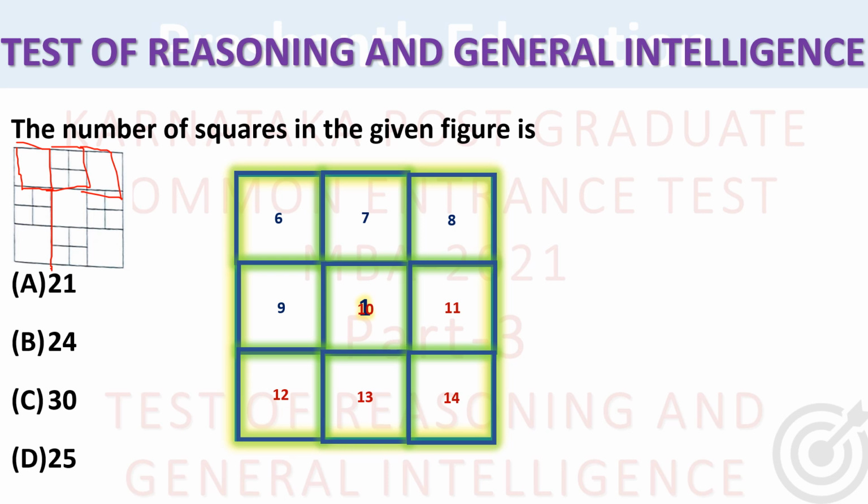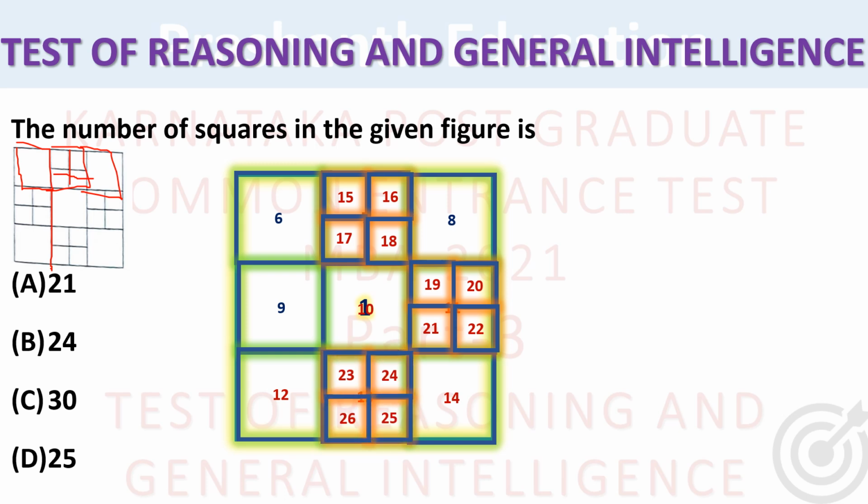Now again we have a classification here. Okay, so 15, 16, 17, 18. Again 19, 20, 21, 22. Again we have 23, 24, 25, 26, 27, 28, 29, 30. So the correct answer is C, 30.